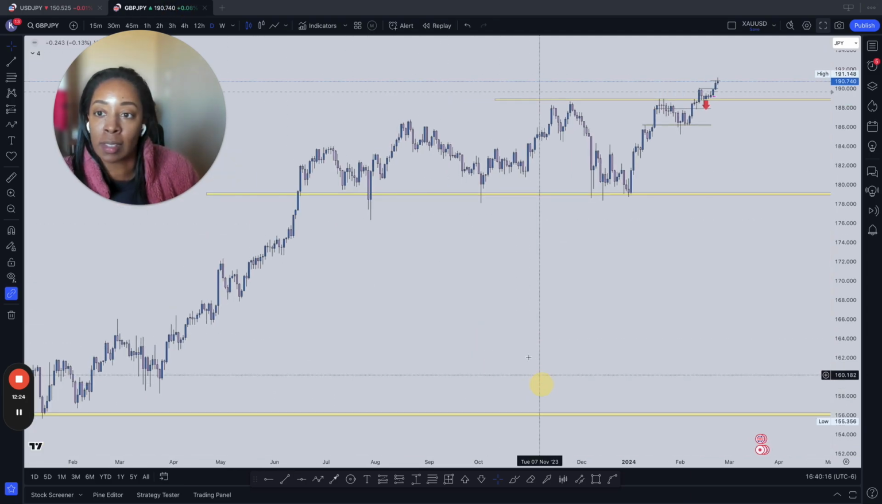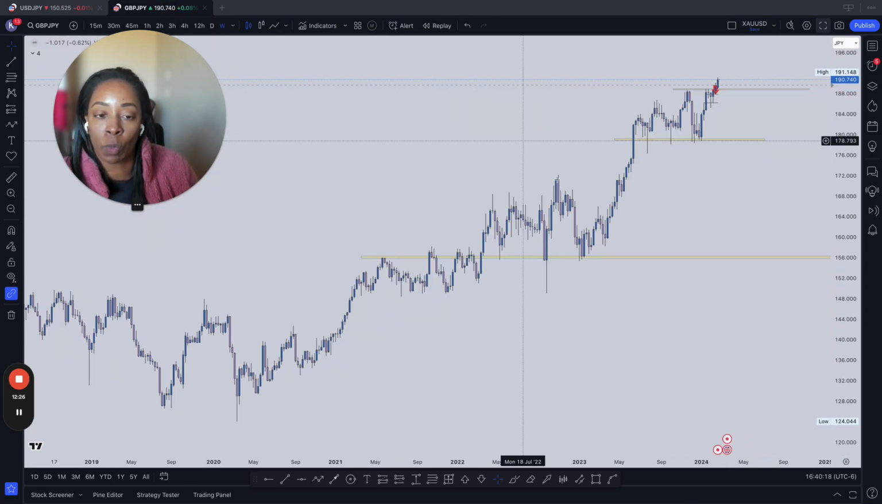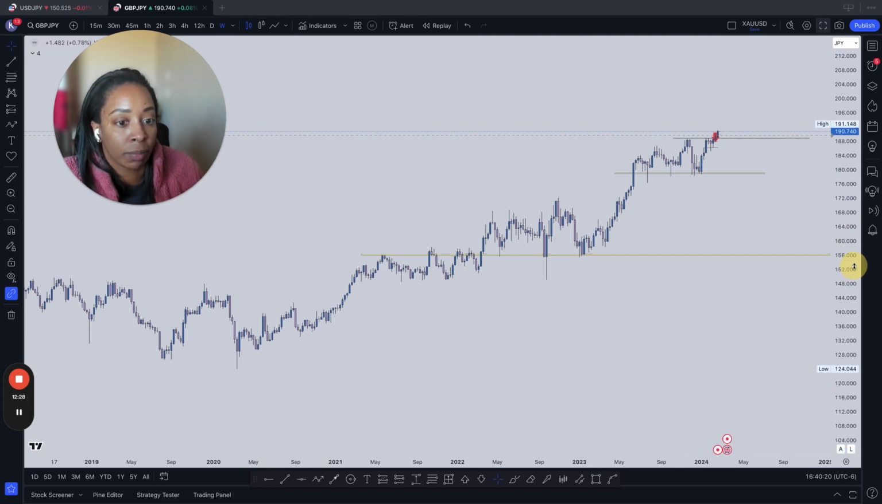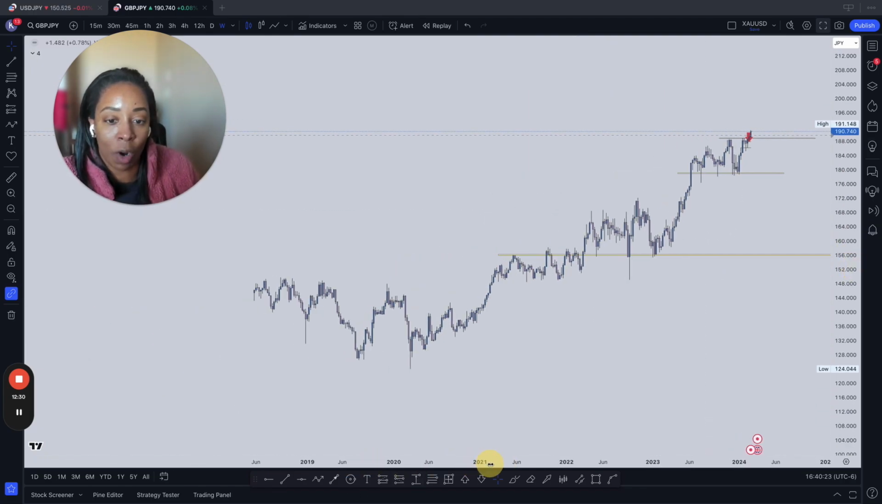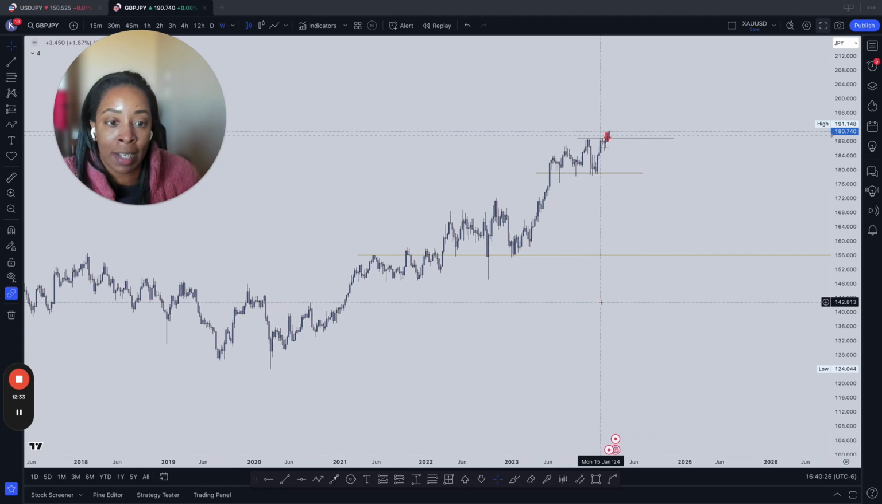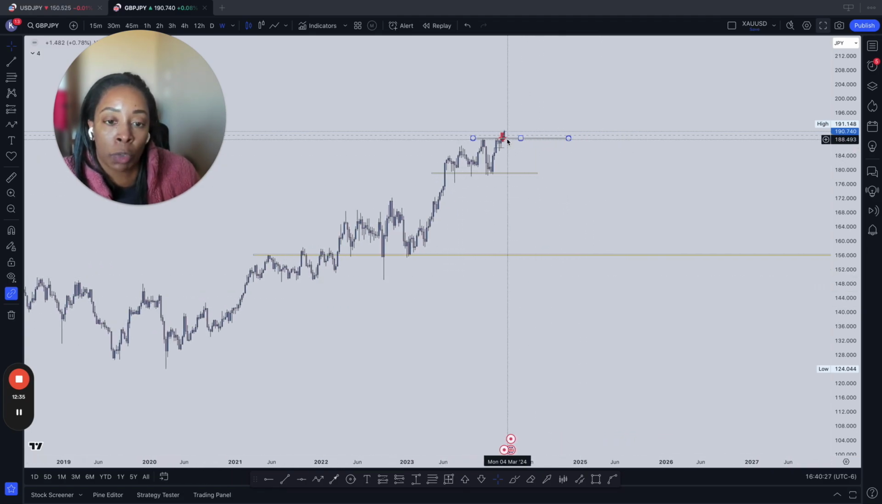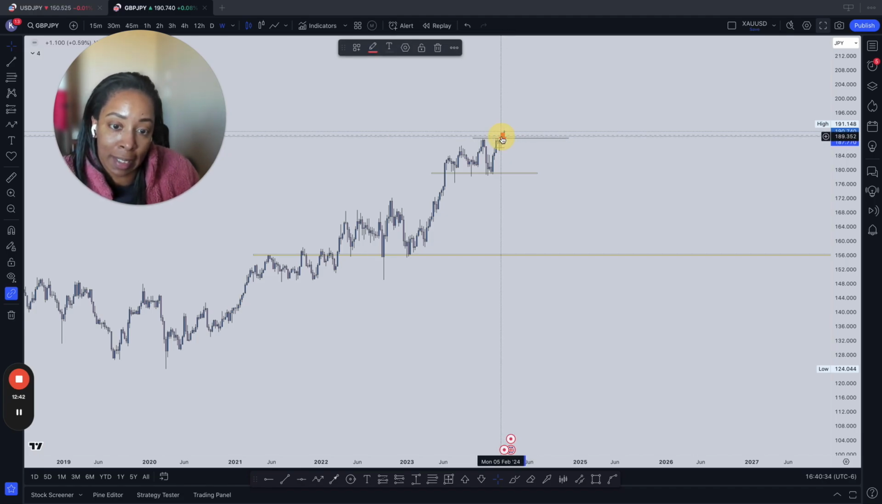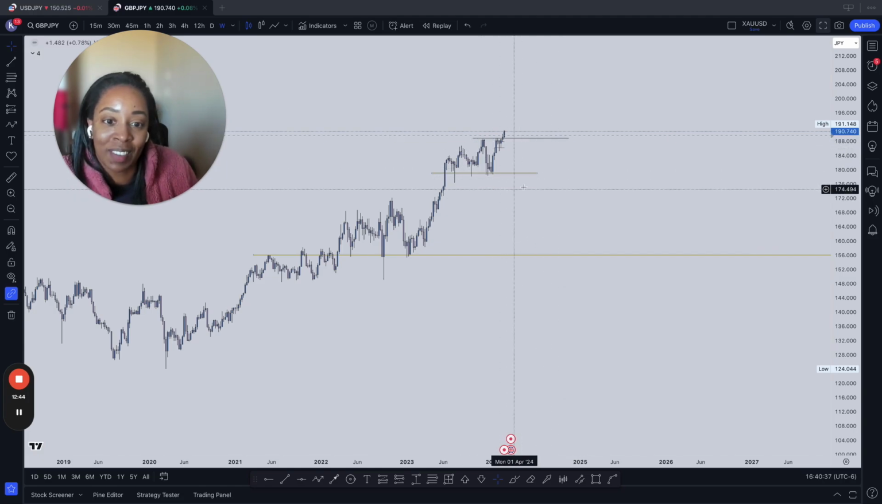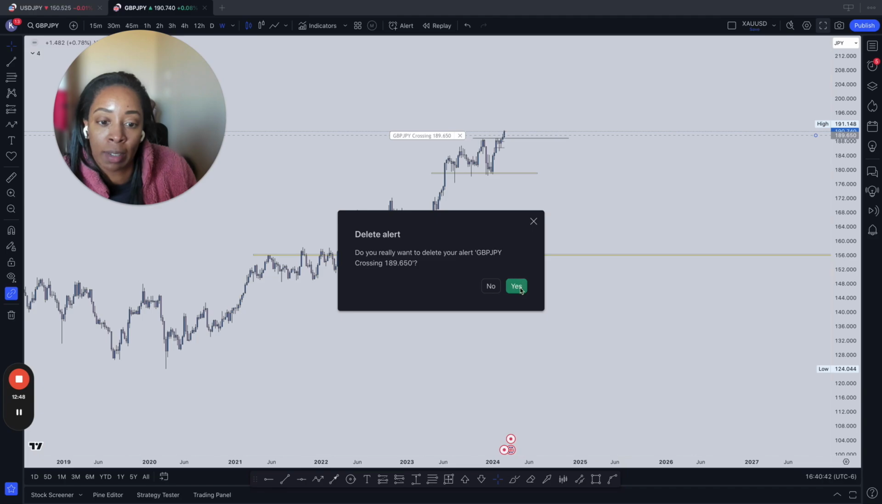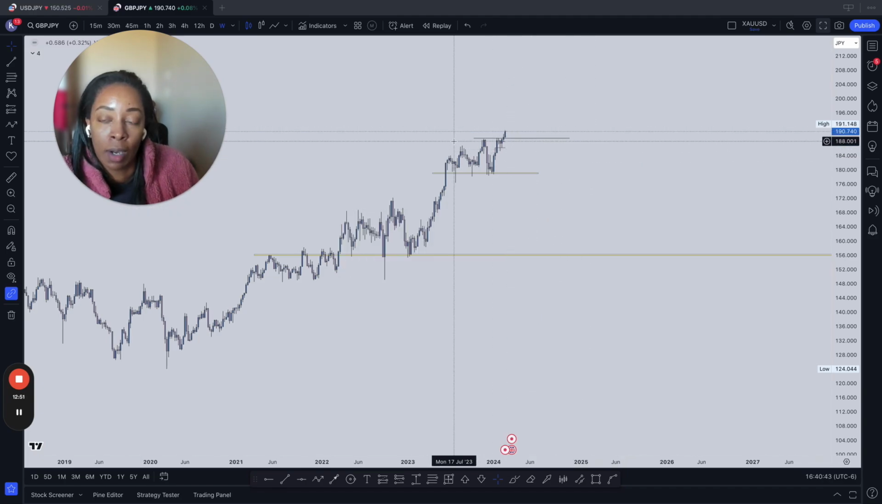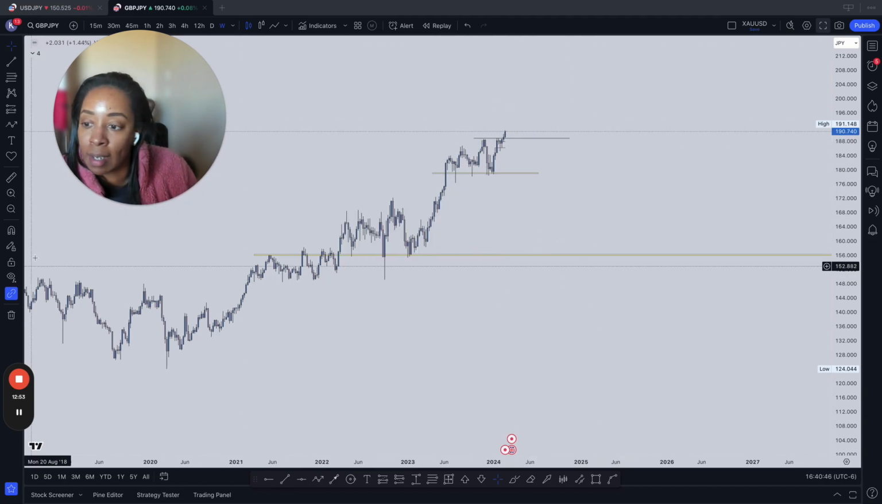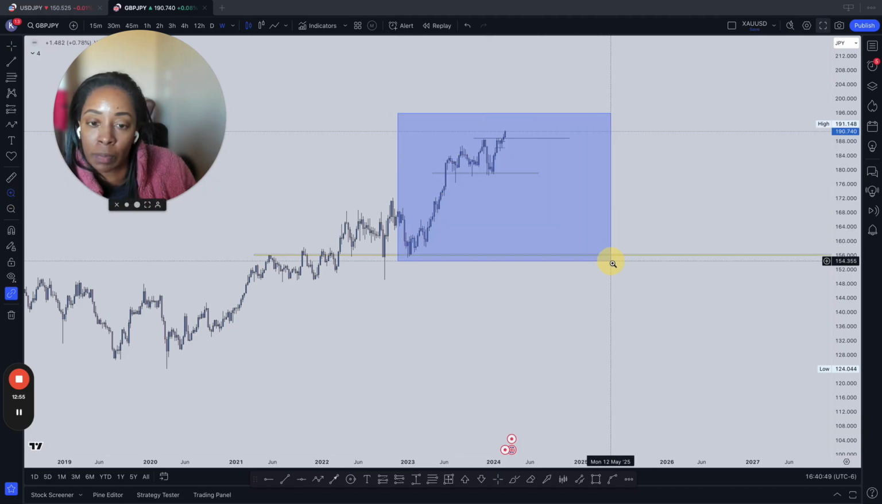So let's go to the weekly. As you can see, I don't hardly have any lines on my charts, just because I like to keep them super clean. So actually, let me just get rid of some stuff. Okay, I don't know what I'm deleting here. I was trying to get rid of that arrow, but it's all good. Let me get rid of this alert because that was for last week.